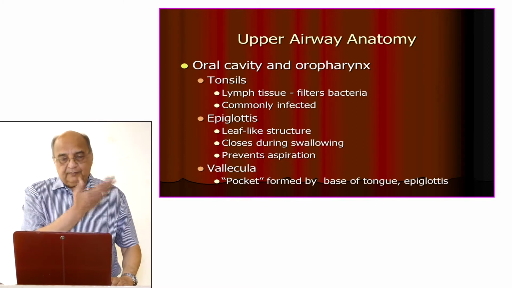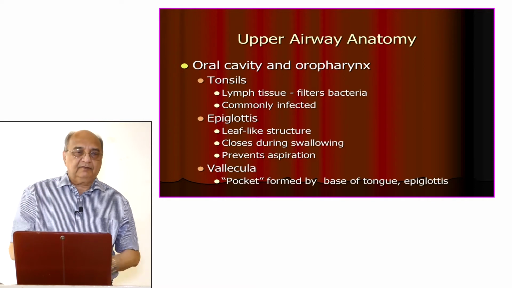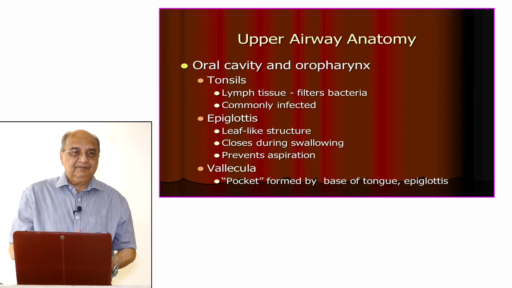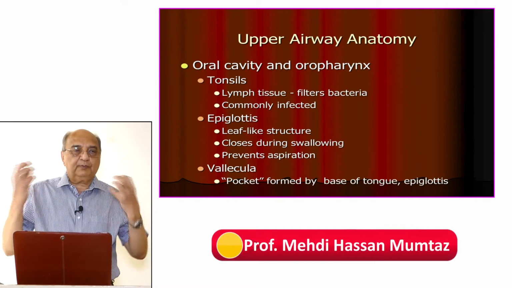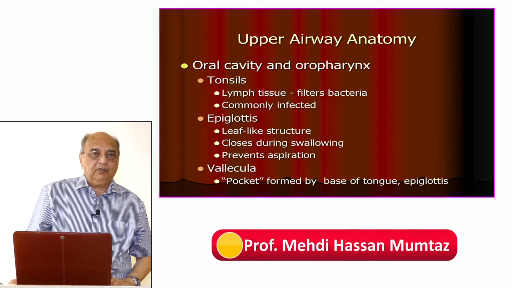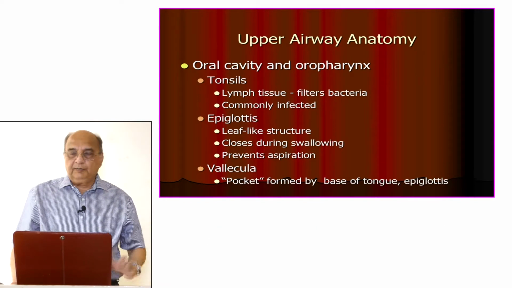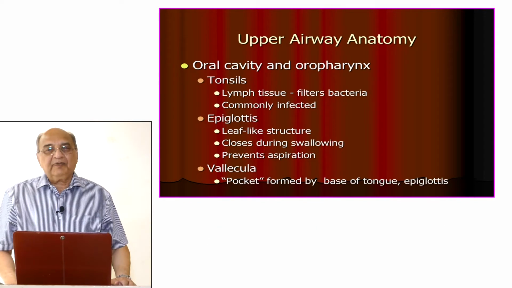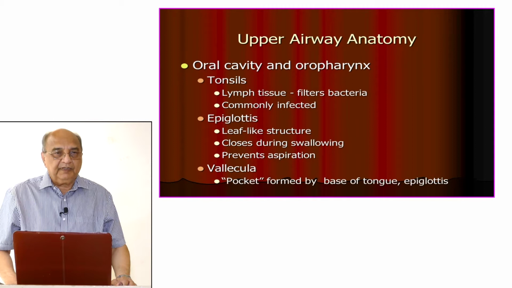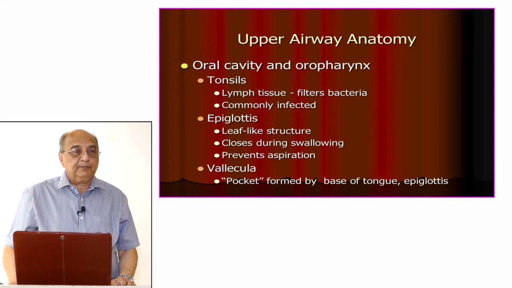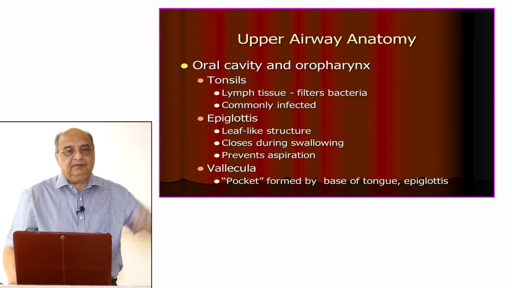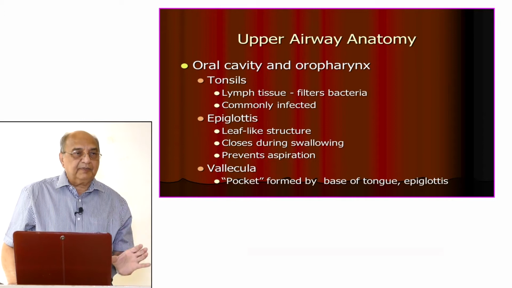Then the vallecula is the two pockets. The vallecula is the portion at the junction of the posterior part of the tongue with the epiglottis. And there are two piriform fossas on both sides. So the vallecula is also very important. When we are intubating the patient, the tip of the laryngoscope should be in the vallecula. It should be lifted upward and forward. Then you see the laryngeal aperture down.